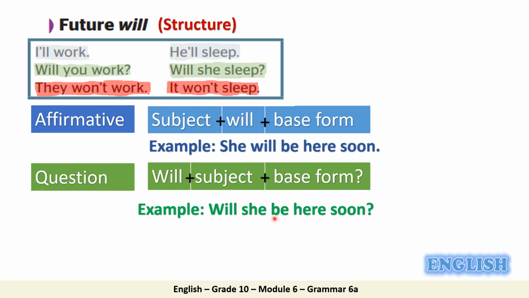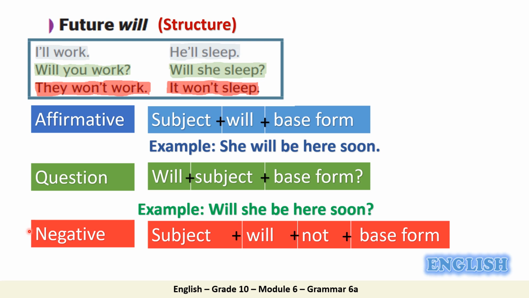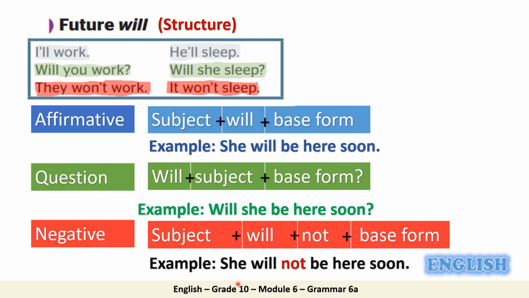And finally, we have the negative form. It is actually very similar to the affirmative, but we have a new addition in the sentence, which is "not". So the rule will be subject plus will plus not plus base form. As you can see in the example, she will not be here soon. Subject, will, not, base form.